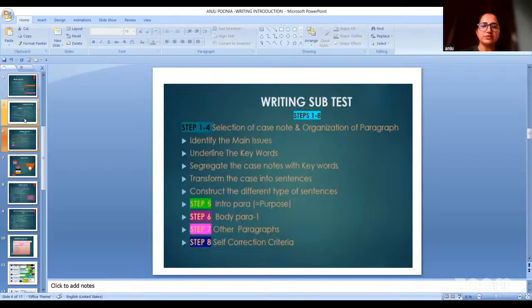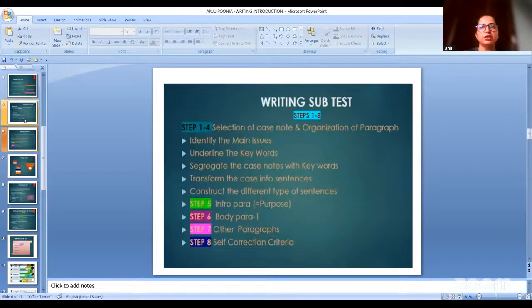So steps 1 to 4: select the case note, organize the paragraphs, identify the main issue, underline the keywords, segregate the case notes with keywords, and transform the case into sentences, constructing different types of sentences. These steps 1 to 4 are what we do in the 5 minutes before starting the writing. When we are fully competent, we can easily select the case notes, and if we already organize the whole paragraph in our mind, which paragraph needs what information, and identify the main issue.